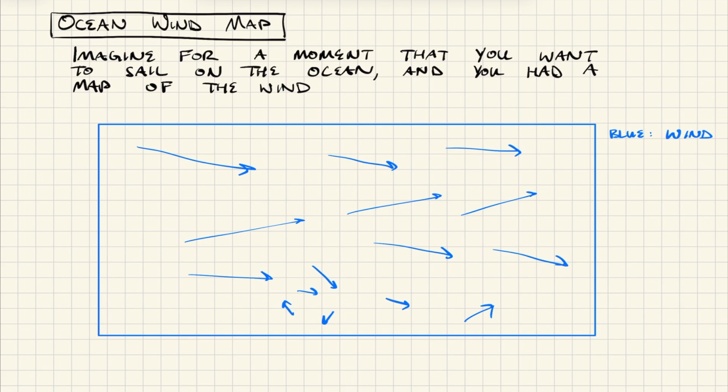Let's say we are pretty wealthy, okay? And we have two sailboats. We have a small sail, and we have a boat that's red with a big sail.